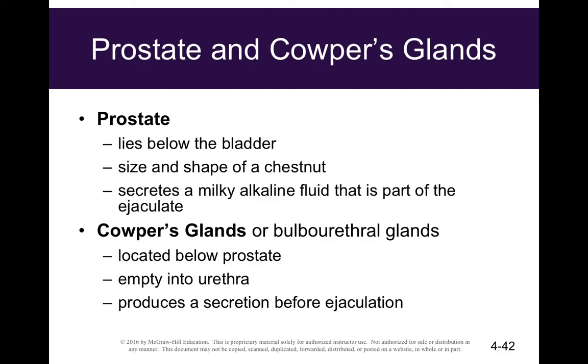The Cowper's glands, or the bulbourethral glands, are located below the prostate. They empty into the urethra, and they produce pre-ejaculate, a secretion just before ejaculation. The precum can contain this milky fluid as well, and it can also contain sperm. And so I know I've told you before that people can become pregnant from precum, right? The secretions that come from the Cowper's glands.